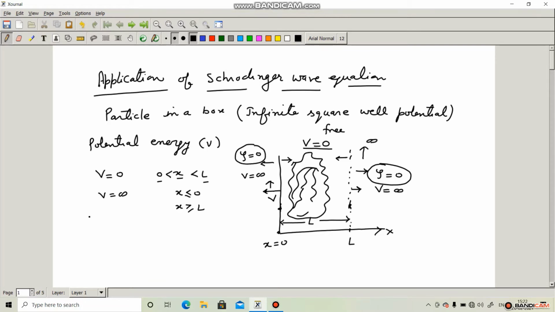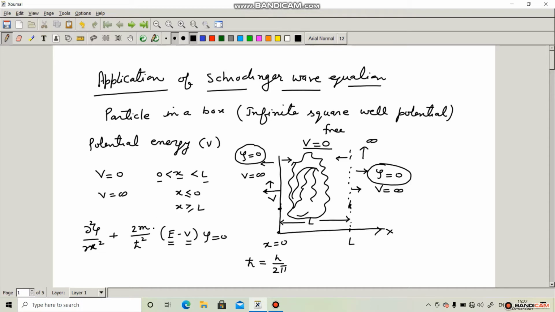These are the boundary conditions, and we apply these boundary conditions in the Schrodinger wave equation, which we have derived in the previous video: del 2 psi upon del x square plus twice m upon h cross square into (E minus V) psi equal to 0. Here E is total energy, V is potential energy, h cross means h upon 2 pi.